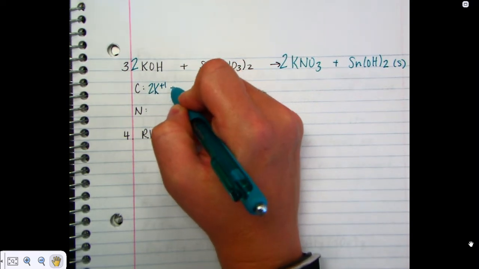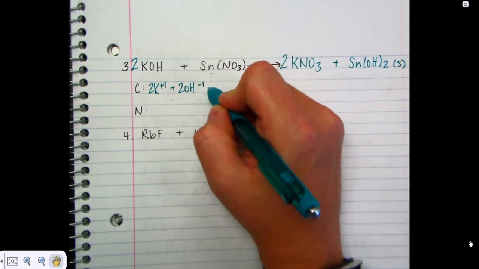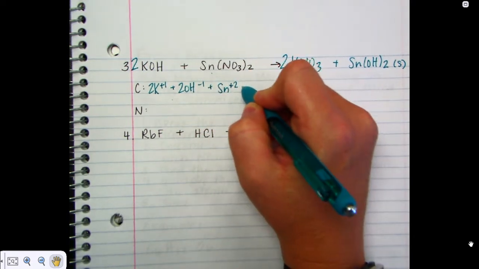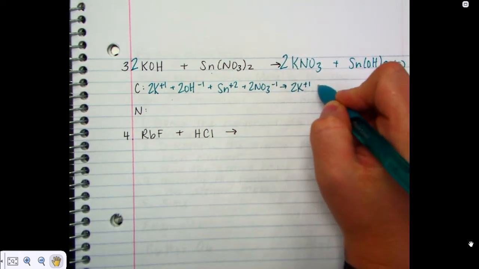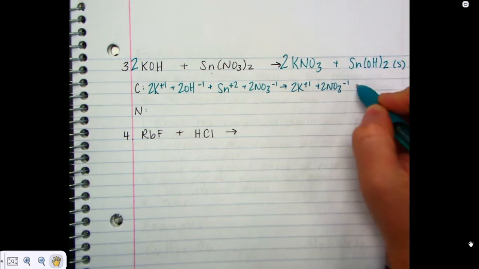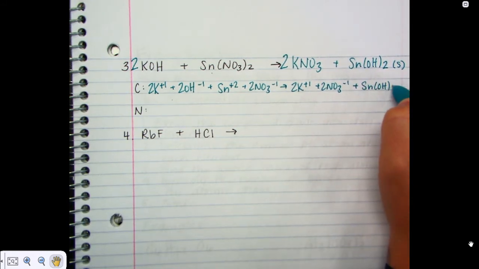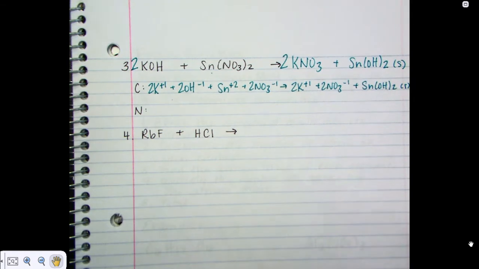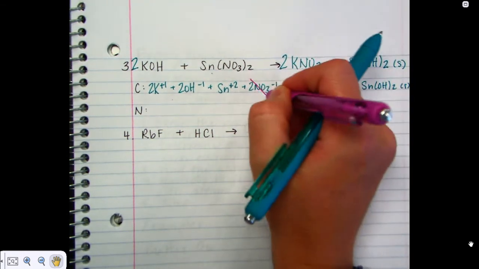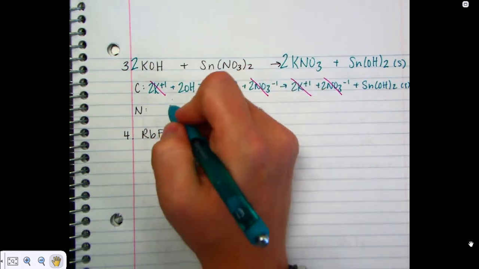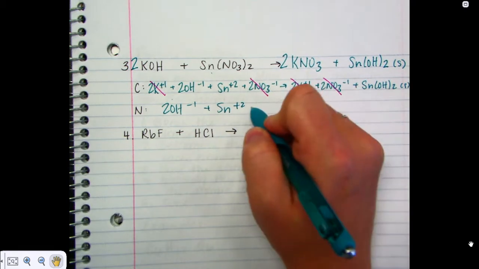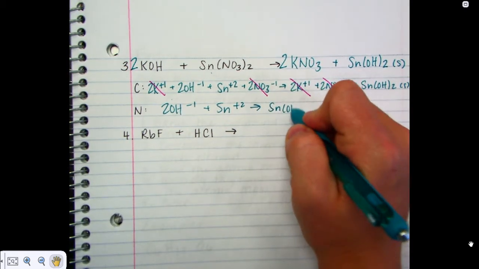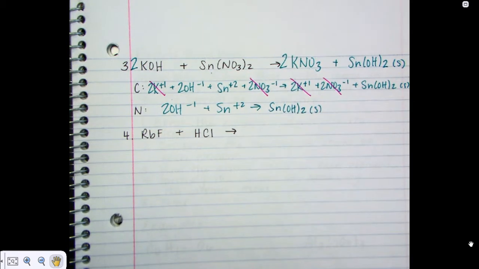2K plus 1 plus 2OH minus 1 plus Sn plus 2 plus 2NO3 minus 1 yields 2K plus 1 plus 2NO3 minus 1 plus Sn(OH)2 solid. Getting rid of my spectator ions, the things that are not reacting. That leaves me with 2OH minus 1 plus Sn plus 2 yields Sn(OH) in parentheses 2. All right, and our last example.